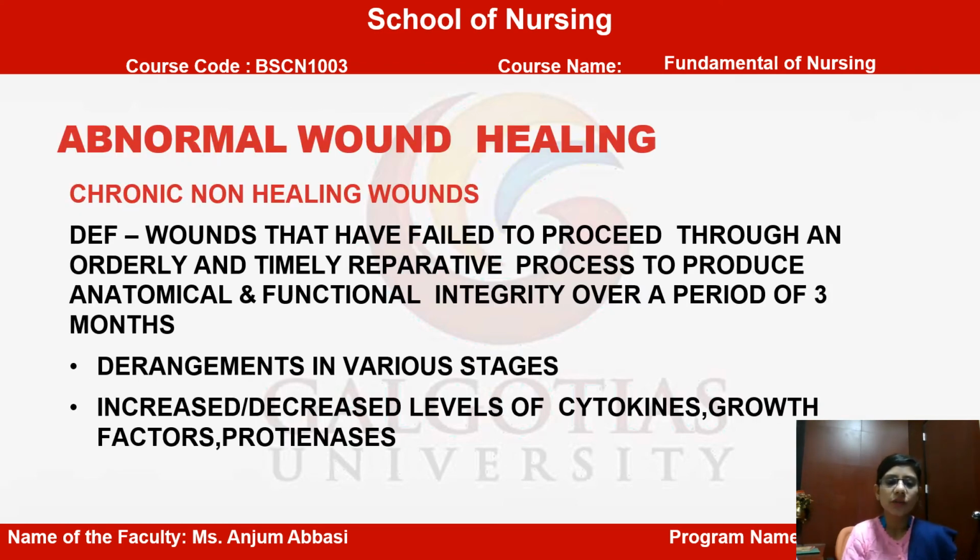Next is chronic non-healing wounds. The definition is wounds that have failed to proceed through an orderly and timely reparative process to produce anatomical and functional integrity over a period of 3 months. That is a chronic non-healing wound. What are the main causes? It may be because of diabetes mellitus, and other factors like keloid malfunctioning, derangements in various stages, and increased or decreased levels of cytokines, growth factors and proteinases.